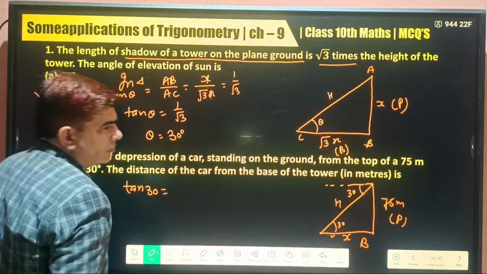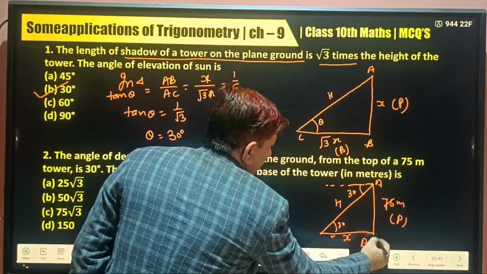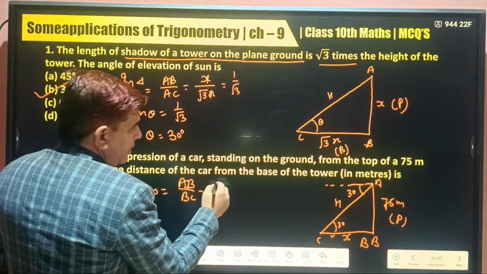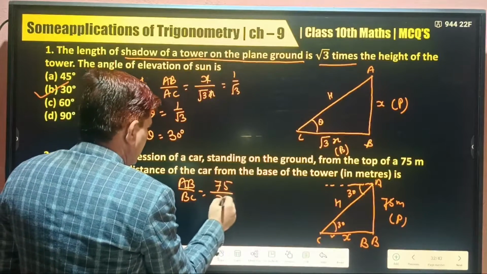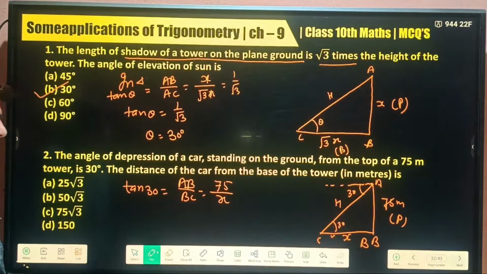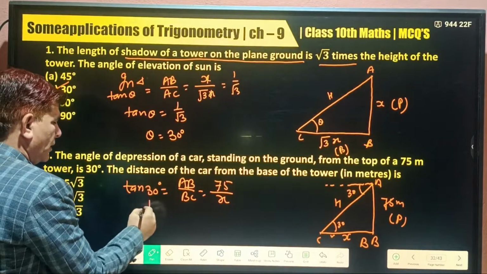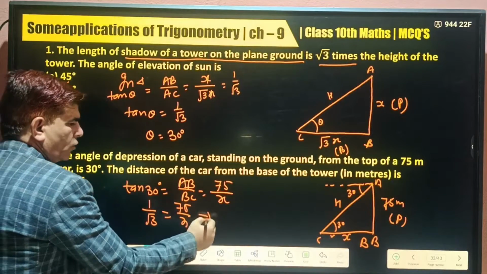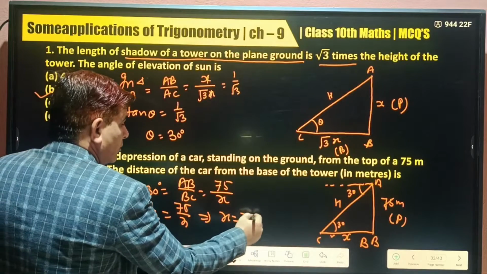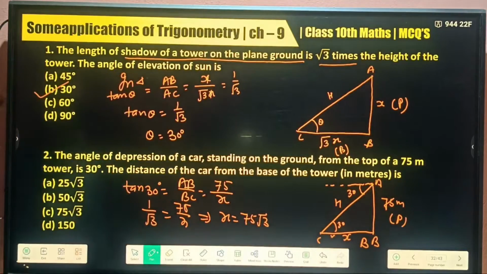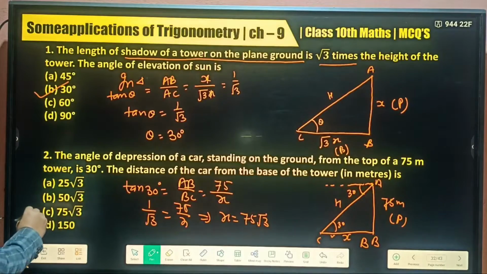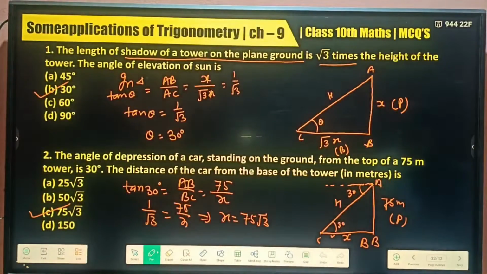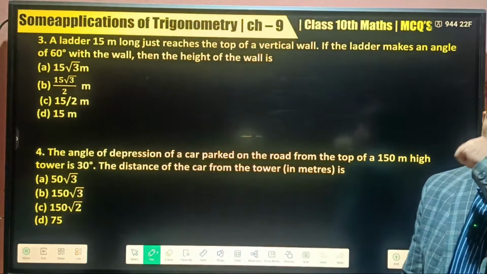So tangent 30 degree is equal to what? In triangle ABC, AB by BC. AB is 75, BC is x. And what is the value of tangent 30? Tangent 30 is 1 by root 3, equal to 75 by x. Cross multiplication, x is equal to 75 root 3. That is the distance of the car. So C is your answer. If you can understand these, easily you can solve these.